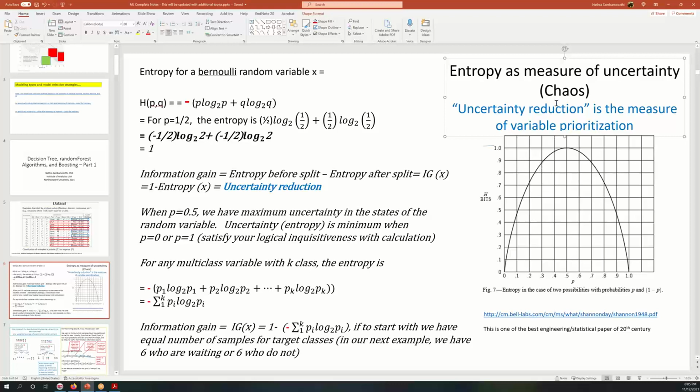That means if there is more chaos, you need more bits to store that information. If there is no chaos at all, just yes or no, then a simple bit is good enough. A simple bit means we are talking about a word in a computer, which used to be 8 bits, 16 bits, 32 bits. Now it's 64 bits.